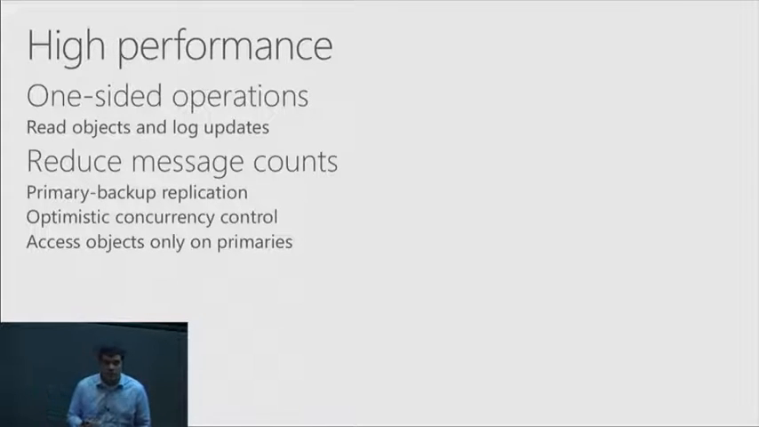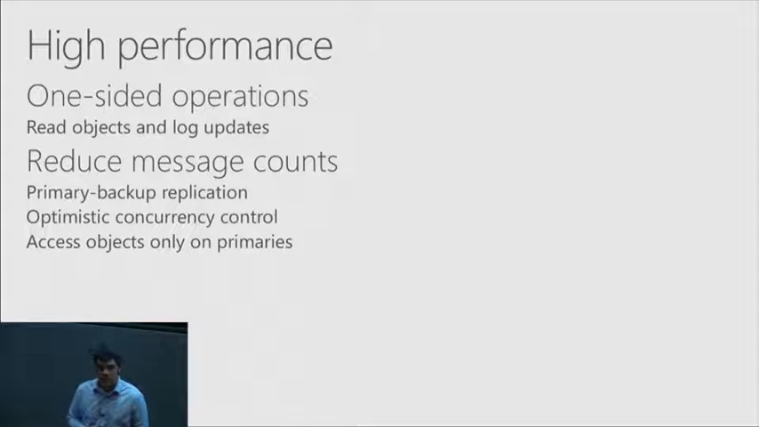So Farm uses one-sided operations, as I mentioned already, to read objects and to log updates. And we also designed our protocols to reduce message counts because issuing and processing messages takes up CPU. So sending fewer messages actually reduces the CPU overheads. And to do this, we basically use primary backup replication instead of a quorum-based or Paxos-like replication because this requires sending replication messages to fewer backups. And also we are in the data center setting, so the latencies are not as highly varying as they are in a wide area network. So this is a good choice.